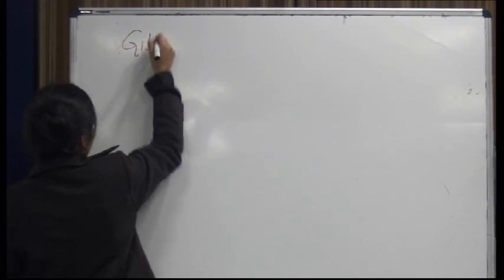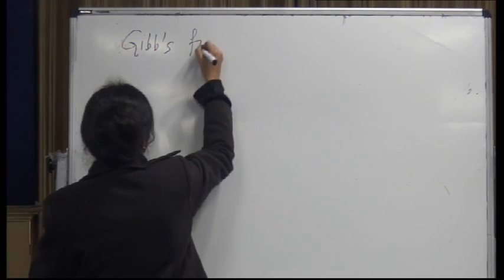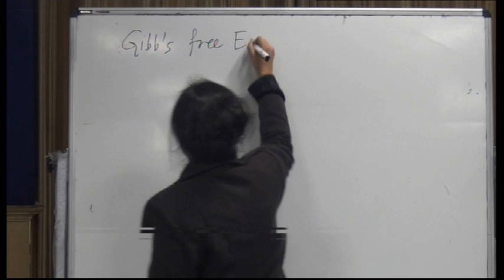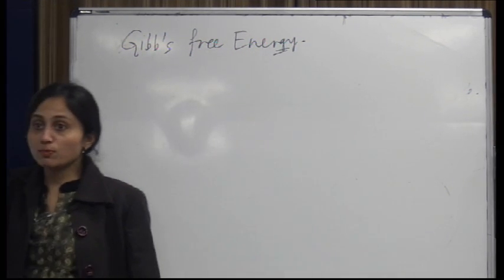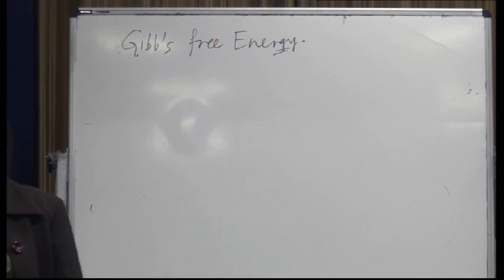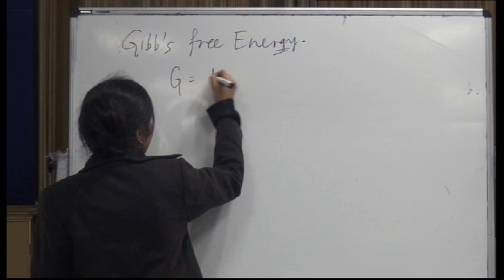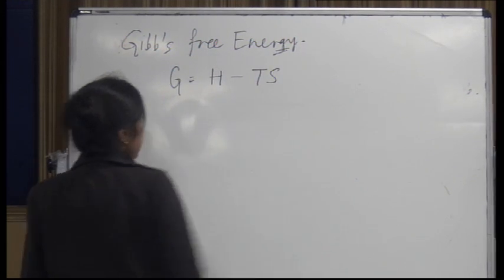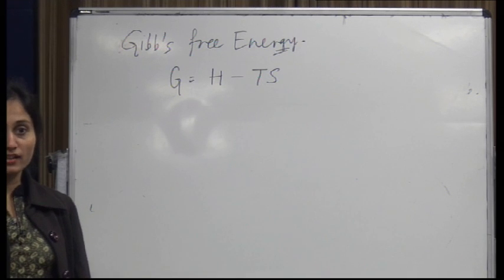Okay, let's talk about what is important from the CBSE point of view also. One is the Gibbs free energy. Now Gibbs free energy is more important because it will tell you about the spontaneity directly. ठीक है? And how is it related to your enthalpy and entropy? It is H minus TS. Your G is equal to H minus TS.